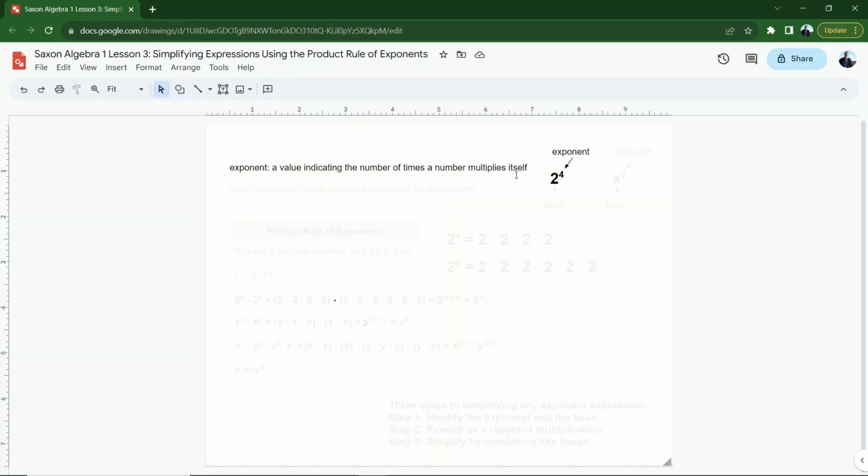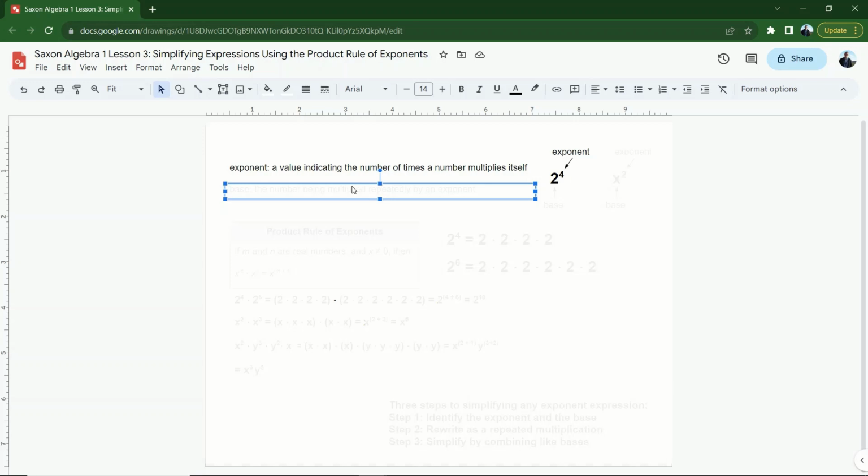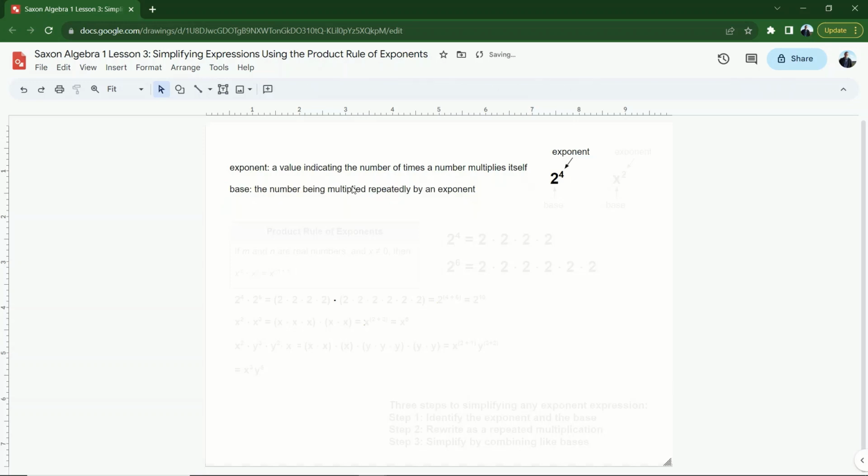Now, the little number 4 is an exponent. What do we call the 2? The 2 is known as the base. It's the number that's being multiplied repeatedly by an exponent. So in this case, the exponent is 4 and the base is 2. Sometimes we're going to have values that look like this in algebra. Just some number that might even represent a range of numbers, okay? A range of numbers that are going to be multiplied by itself a certain number of times.